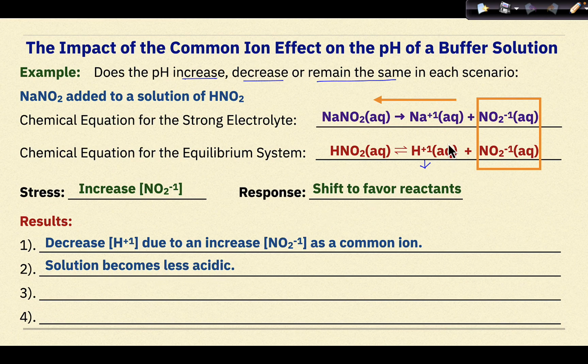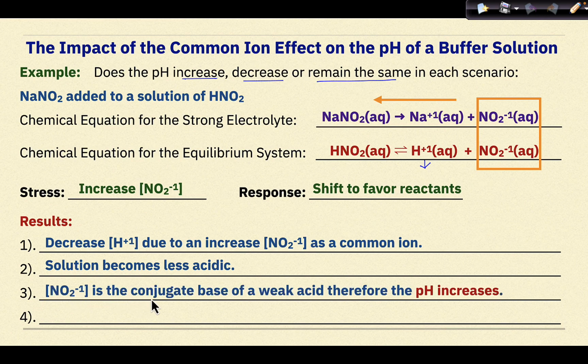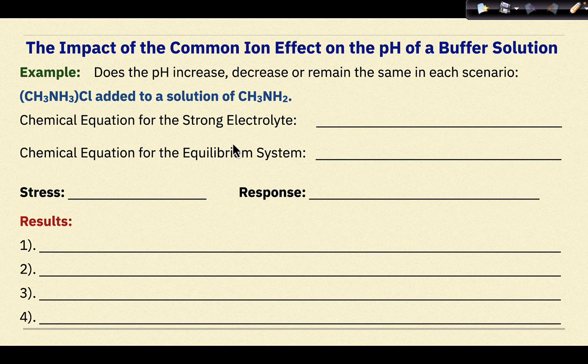Yes, because we have fewer hydrogen ions in solution. NO2-1 is the conjugate base of a weak acid, therefore the pH increases. And finally, the solution becomes more basic. To answer the question, how does the pH change? In this scenario, the pH will increase. Let's look at another example.